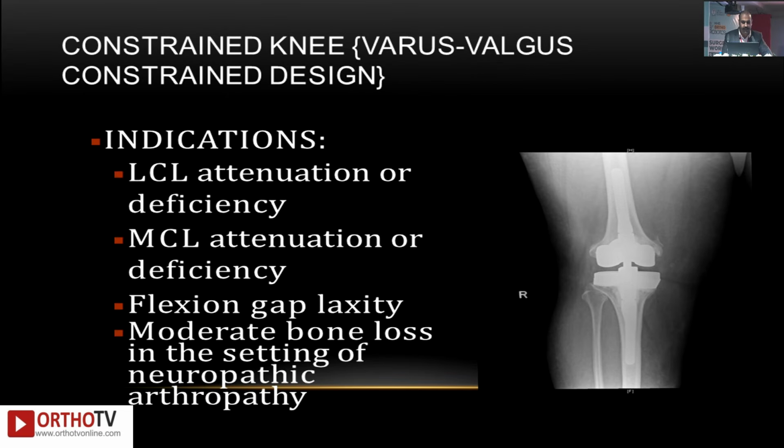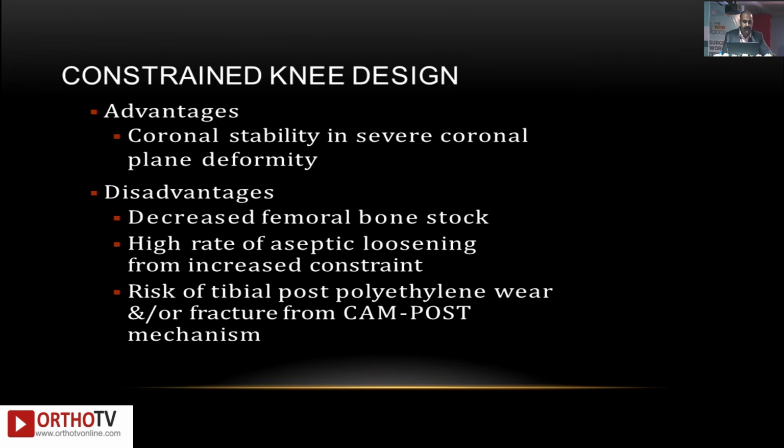Then we talk about the constrained knee. Constrained knees are basically for varus valgus constraint. Indications may be LCL attenuation or deficiency, MCL attenuation or deficiency, flexion gap instability of more than 4 to 5 mm, and moderate bone loss. Constrained knee designs have a lot of advantages in the coronal stability of the patient, and disadvantages: you have to take out a lot of femur. So there is a high rate of aseptic loosening, the risk of poly wear is a lot, and fracture of the big thick cam post is also a risk if you have not balanced it well.